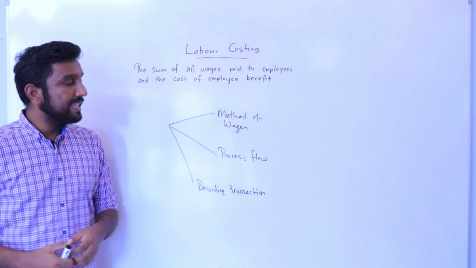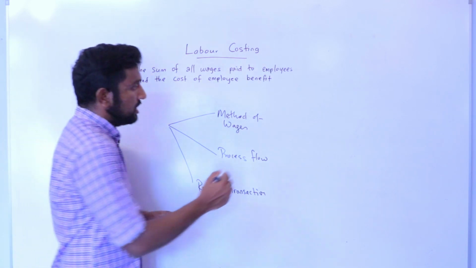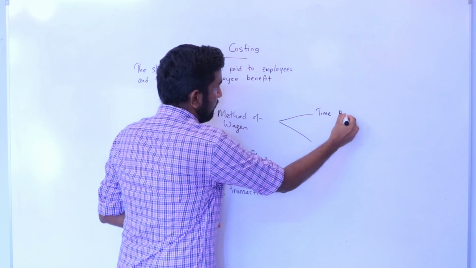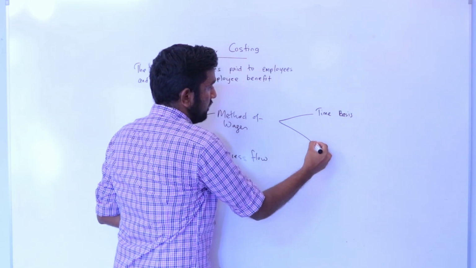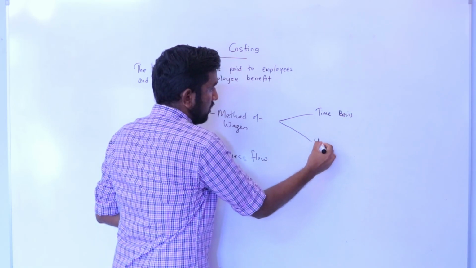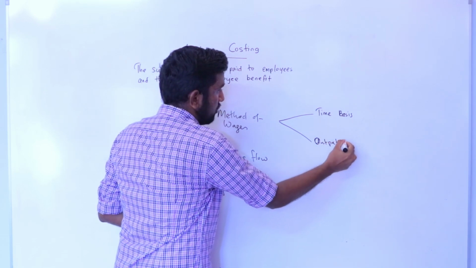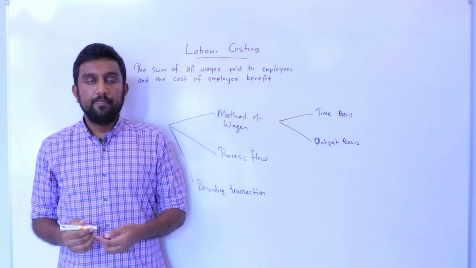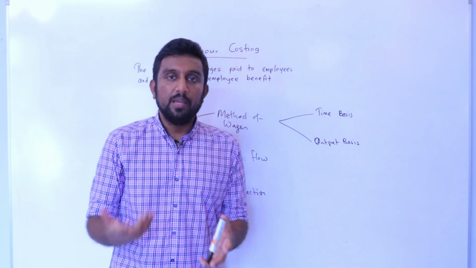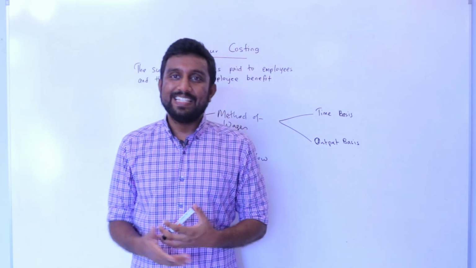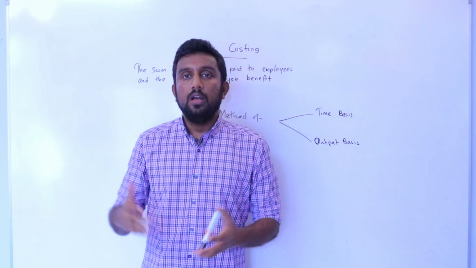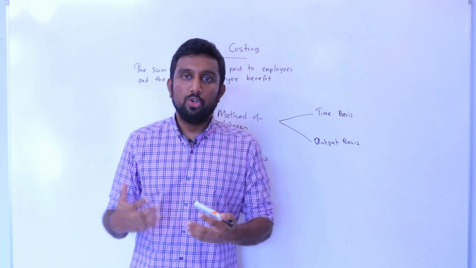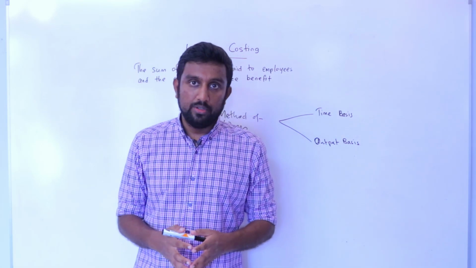So if we take the method of wages, generally we divide that into two. One is time basis and second one is output basis or unit basis, or we can say piece basis as well. So what does time basis mean? Time basis means you are paying the salary based on the number of hours the employee works. What does output basis mean? You are paying the salary based on the units produced by the employees, right?